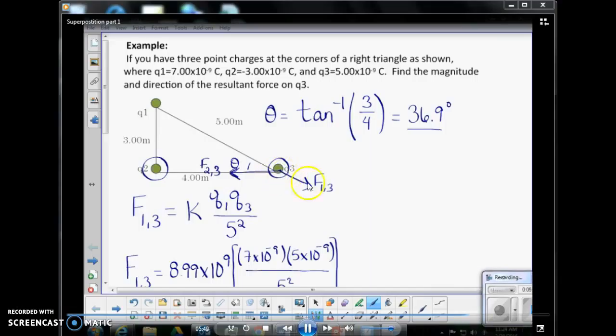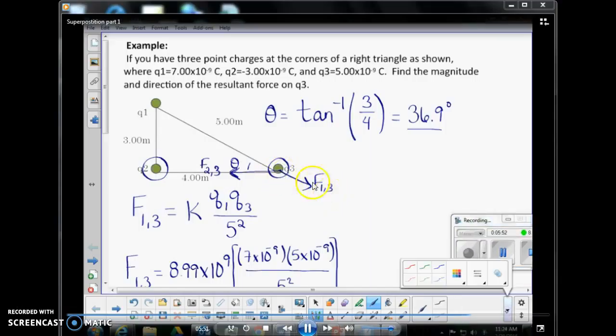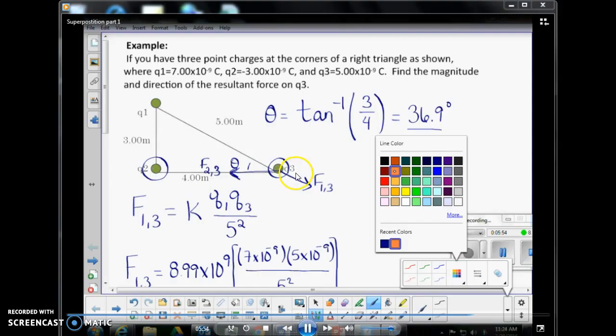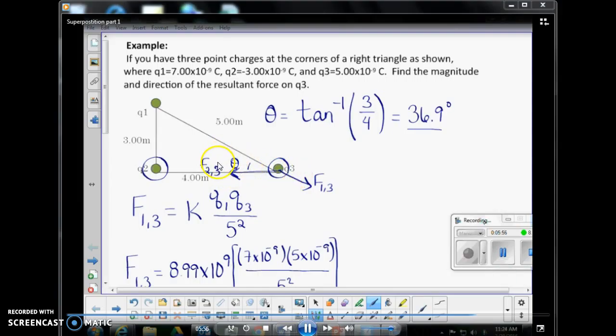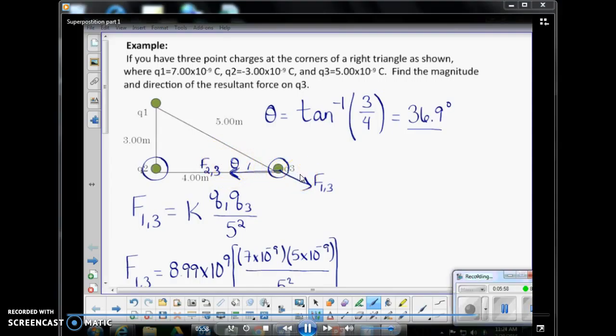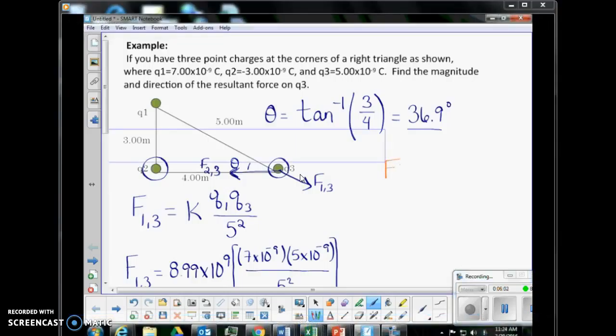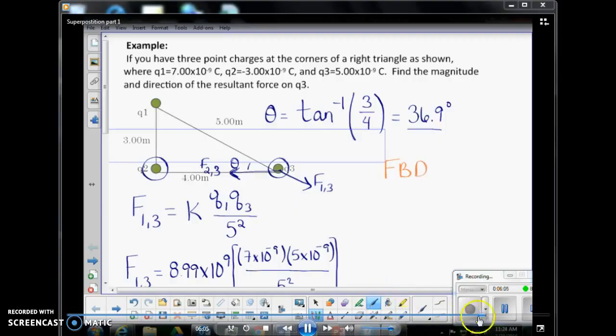You're going to have a force coming off at an angle. This angle is opposite interior, so this is 36.9. That means this angle right here is going to be 36.9. So we're going to draw our free body diagram. There's our charge, here's our force 1, 3, here's our force 2, 3, and there's our angle. We're going to use this free body diagram in the next video, which I'm going to pull up for you right now.